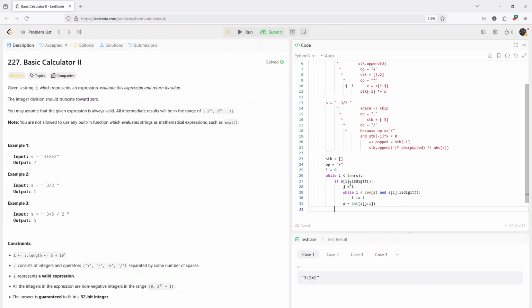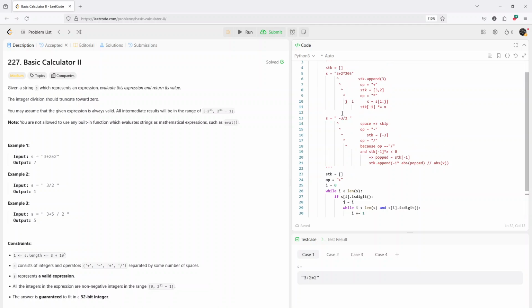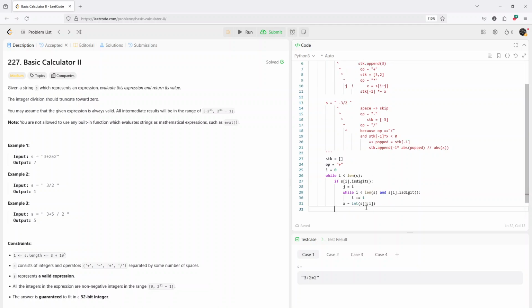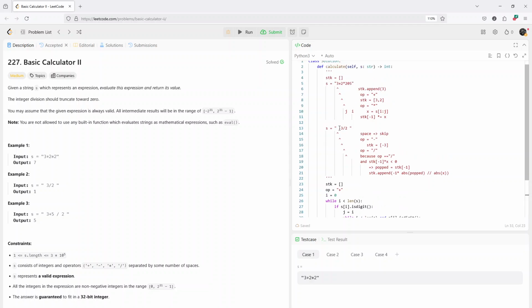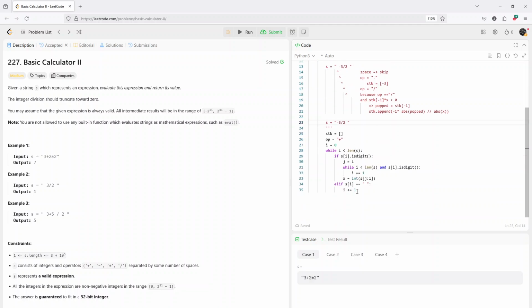And then, what if s of i is not a digit? Here, for example, it was a space, so we just skip it. If s of i equals a space, we just do i plus equals 1. Another possibility was if it started with an operator, so let's say it's just -3 divided by 2. Else, if it's not numeric or a space, we know it's got to be one of those mathematical operators.